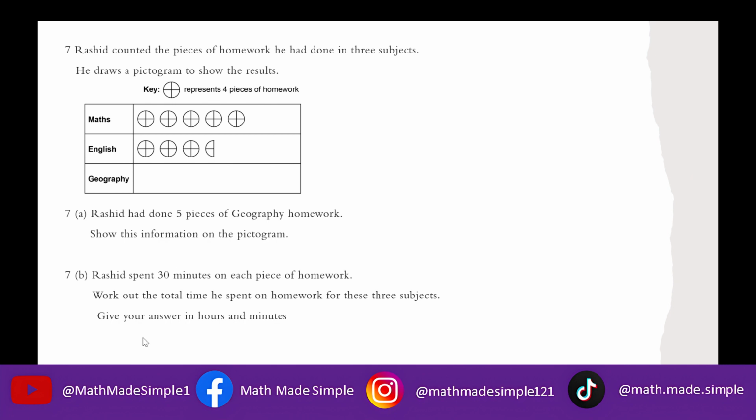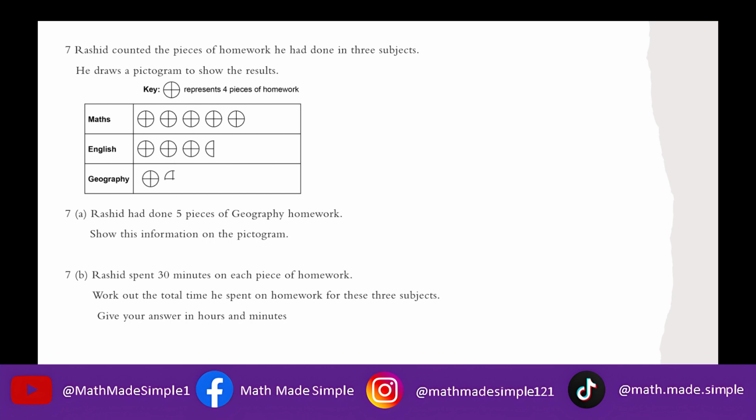Rashid has done 5 pieces of geography homework. Show this information on the pictogram. So I know that one whole circle represents 4, so I would need one whole circle, but there's one left over, so I would need another quarter circle.